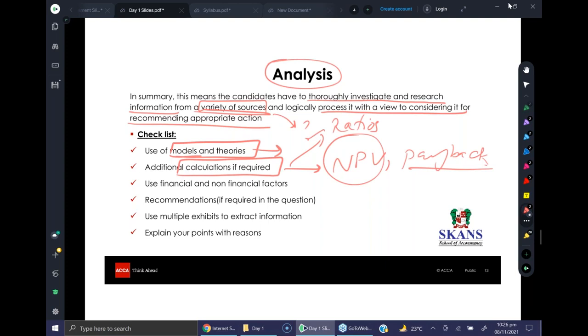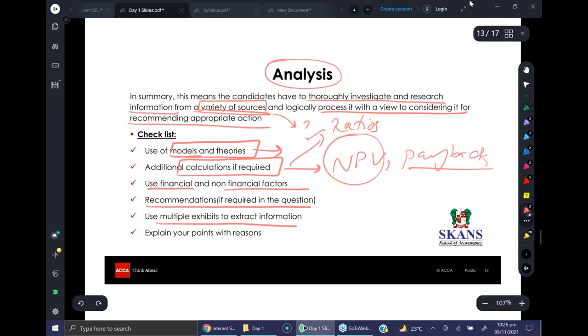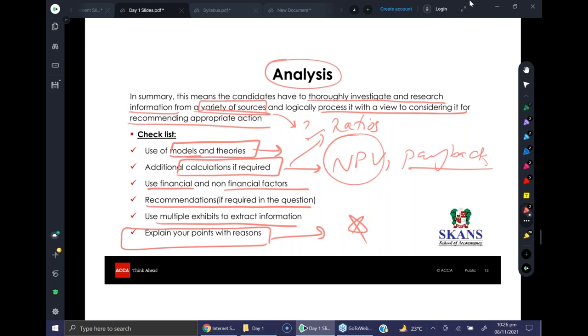Now, you demonstrate best analysis when you use financial as well as non-financial factors or aspects of a particular given situation. So using financial and non-financial is the key. Then you can give recommendations if required in the question, using multiple exhibits and explaining your answer with reasons. This is the same thing we are discussing every time. Explain your points with reason. And yes, one more thing, which is you can guess.